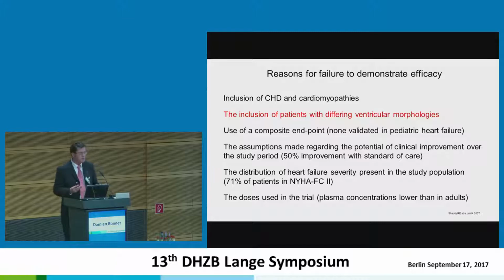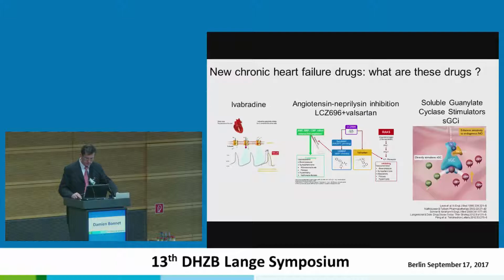So first, it was a mix of different disease, and probably we should not do that, but sometimes it's difficult to include patients with rare disease, and different ventricular morphology. The endpoint was a composite one, improvement and deterioration. So it's also a very important difficulty, and it was not validated from registry, for example. The estimation of improvement was not appropriate, and also something important, the children who were included in the trial were in good condition, functional class 2. So probably we should include more severe patients.